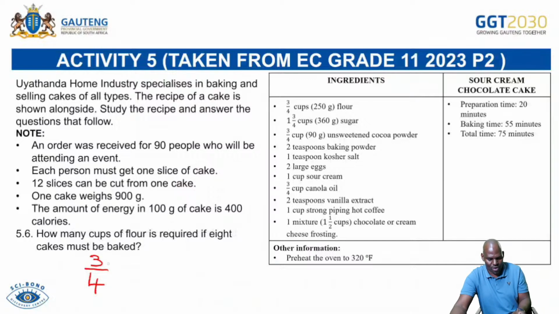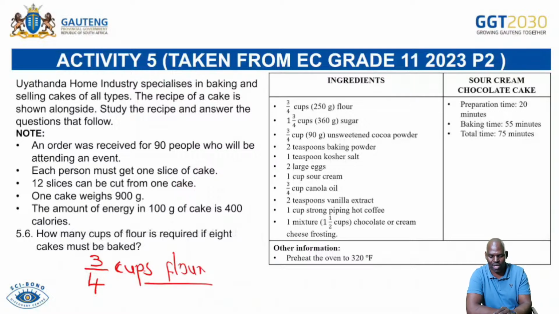Okay, so it's 3 over 4 cups of flour. No, wait a minute. Yeah, 3 over 4 of flour. But remember the information that is indicated here, it's only for one cake. So I take 3 over 4, I multiply by 8. So I say 8 multiplied by 3 divided by 4, then I get 6. So it must be 6 cups of flour.